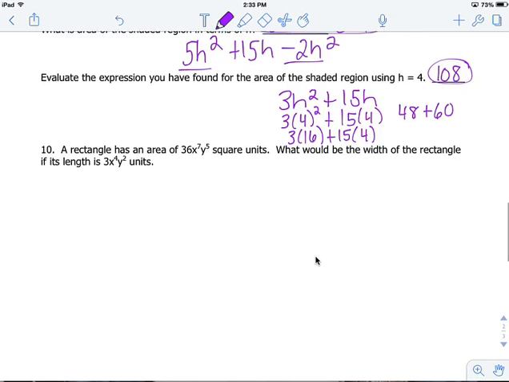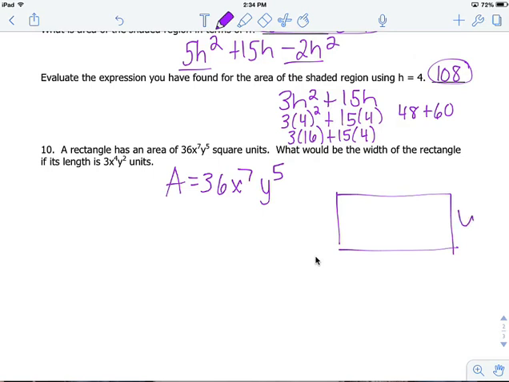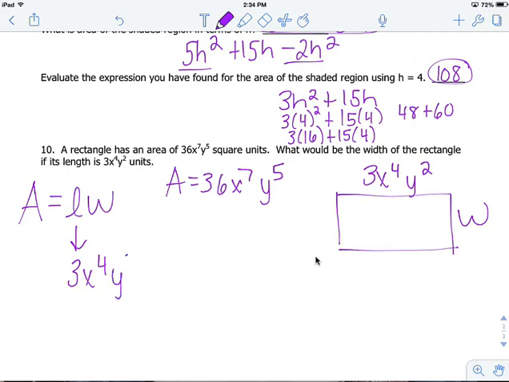All right, the last question we have says we have an area of 36x to the 7th, y to the 5th. We're talking about a rectangle here, and it says to find the width if the length is 3x to the 4th, y squared. So if you think about our formula for area, we are multiplying length times width, or base times height. We don't know the width, but we know that the length is 3x to the 4th, y squared. And we know the area is 36x to the 7th, y to the 5th.